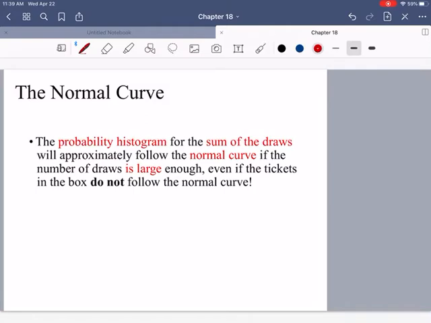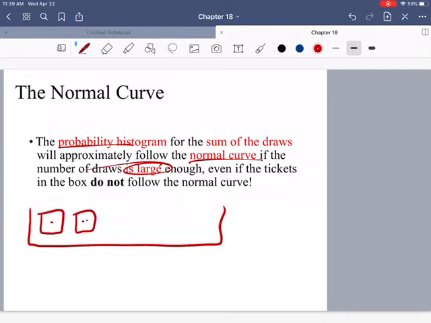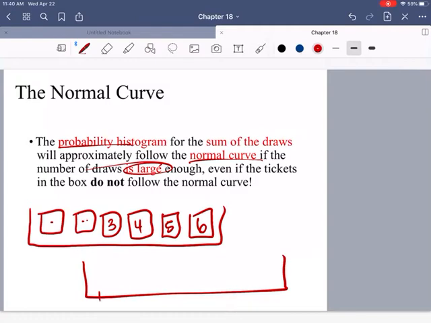Okay, the probability histogram will follow the normal curve if the number of draws is large enough, even if the tickets in the box do not follow the normal curve. So what that's saying is if I roll a die, I have 6 different options. I'm just going to write the numbers here instead of drawing the die dots. If I draw a histogram for this, we get 1, 2, 3, 4, 5, 6. There's an equal percent chance of getting a 1, a 2, a 3, a 4, a 5, and a 6.